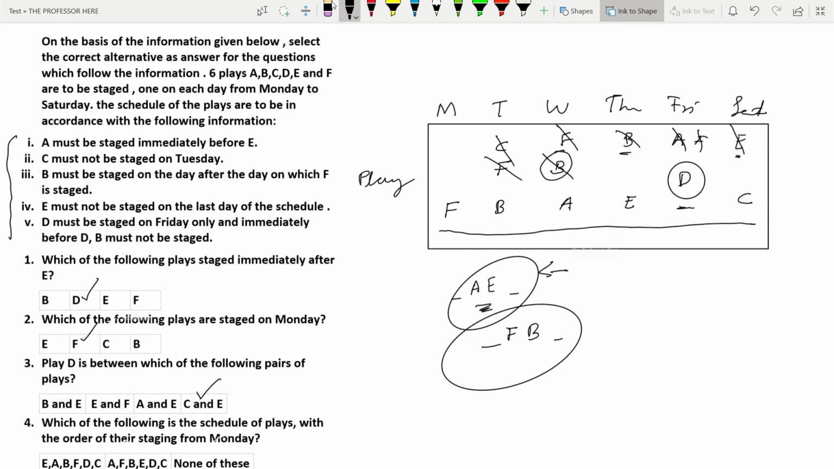Last question, which of the following is the schedule of plays with the order of their staging from Monday? It's F, B, A, E, D, C, not these, so the answer should be none of these.